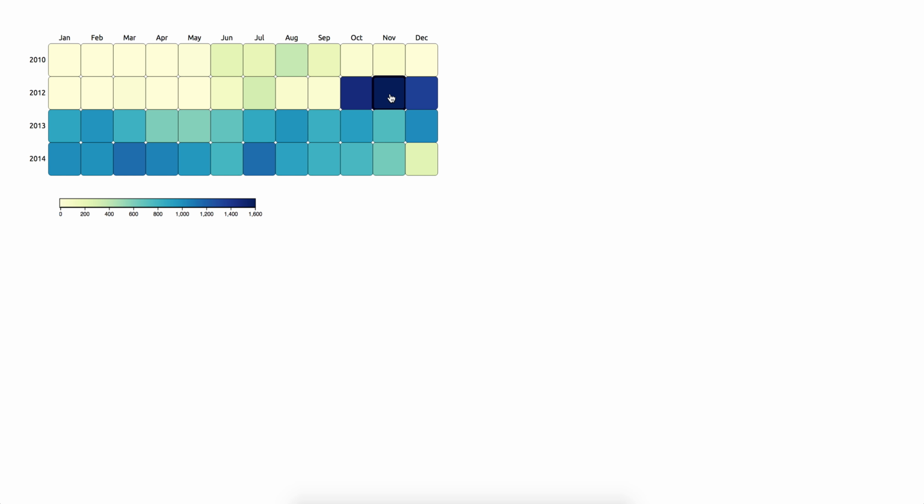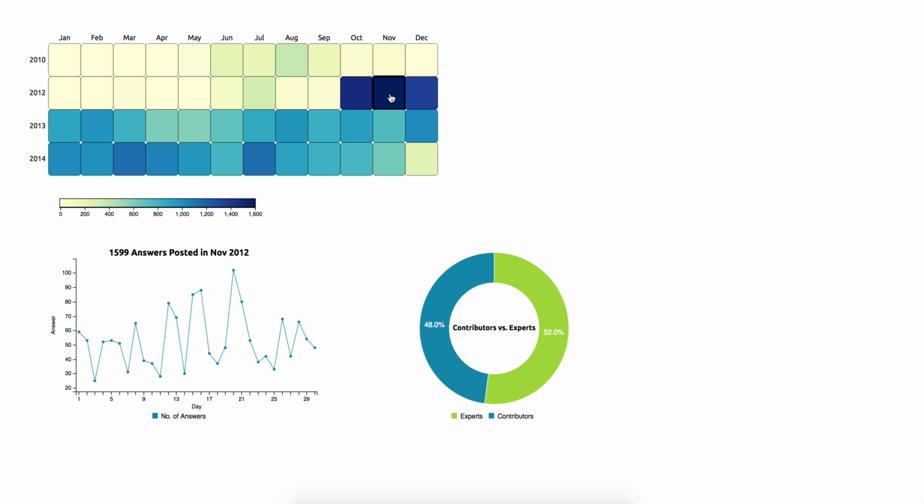So if I click one of these points here in the heat map, you find out a couple of graphs are generated. One is a donut graph, and the other is the line graph. What this gives you is an idea of the number of answers posted in that given month and how they are ranging. And based on the number of answers, the donut chart depicts whether it was a contributor or an expert. So the donut chart shows that percentage.